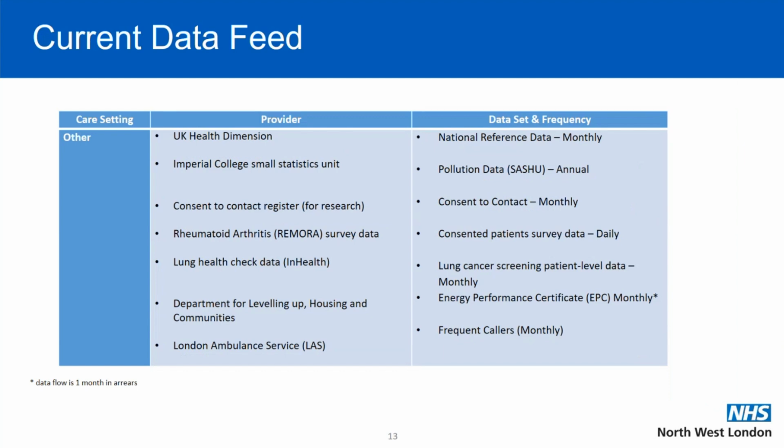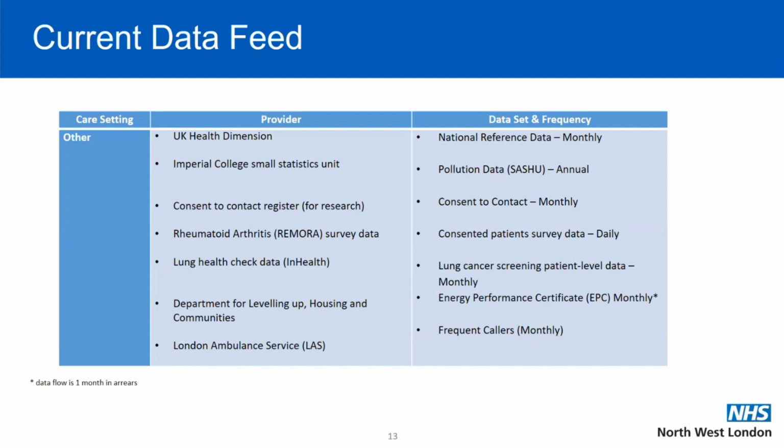So we have other data sets too, and this is a high level of the additional information that we have in here. So we have the national reference data. There's things like the deprivation deciles, and that all links to the postcode registered with the patient. We've got pollution data from SASU. For research purposes, we've got the consent to contact register that comes into WSIC.